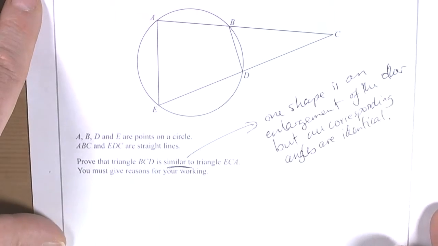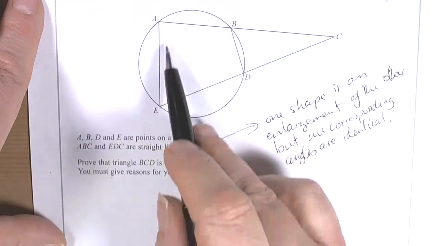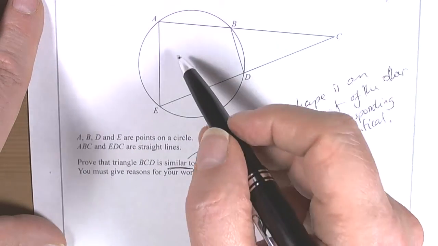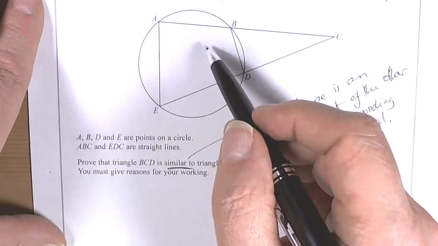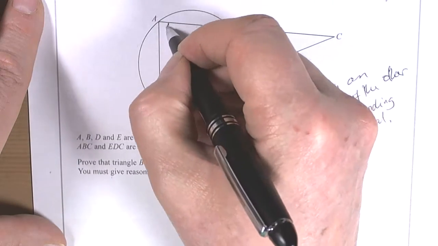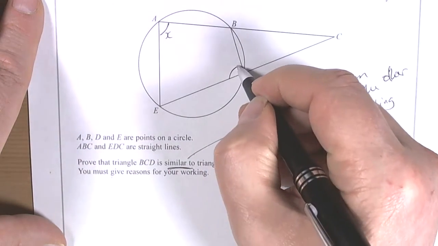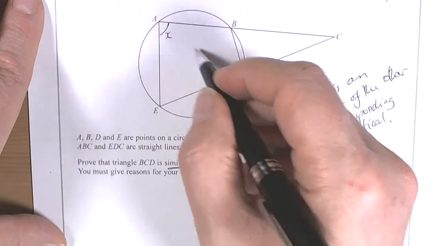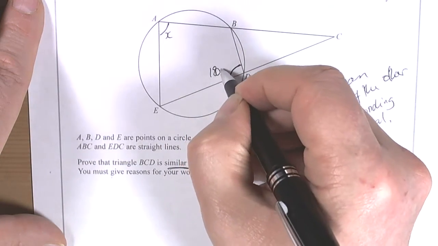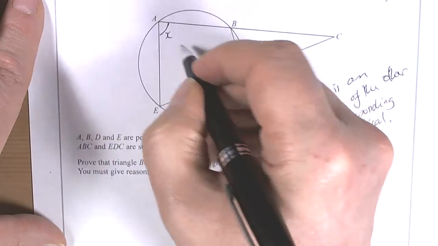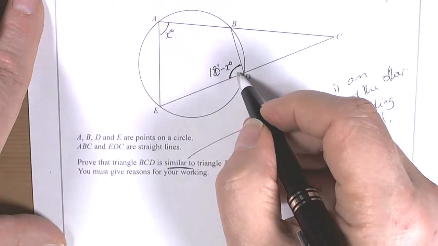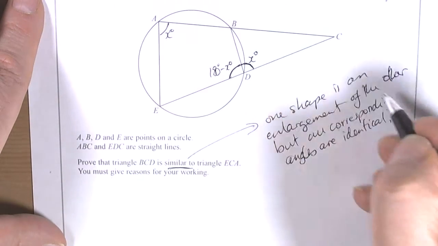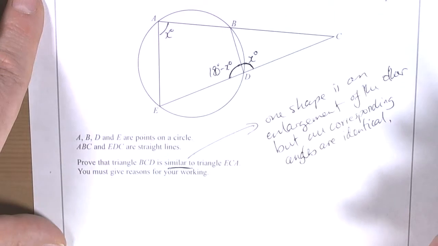So let's go through. What have we got? We've got a shape that is a cyclic quadrilateral. So if we were to call angle EAB x, for argument's sake, it doesn't really matter which we go for, then we know that this angle over here would be the opposite, and those two have got to add up to 180, so that'll be 180 minus x. And if that's 180 minus x, then this must be x. Okay, so that gives us a starting point.